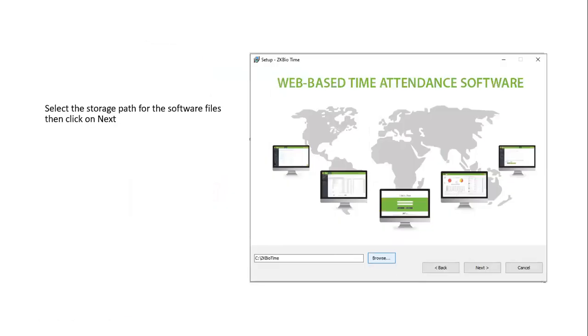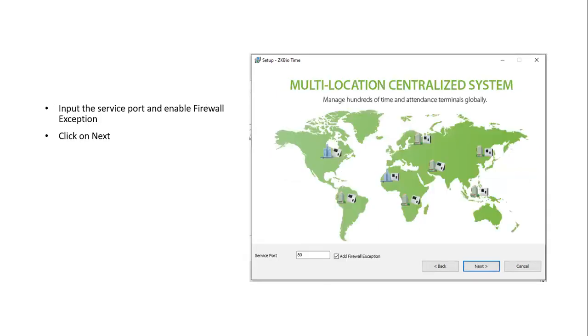And then the next step here is to select the folder where your BioTime software will be saved. Okay, this is quite simple. You can just select the folder there, and that is where your software will be saved. Okay, and then here you select the port. So you can select the port, and also you tick on add firewall exception. So you have to tick on that one, and then input your service port and enable the firewall exception. So this is what I've just basically explained.